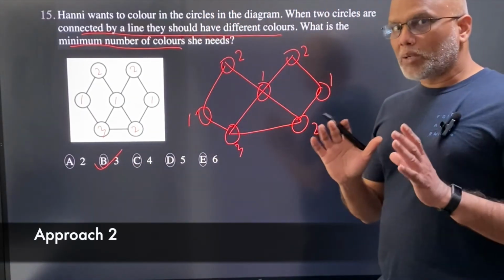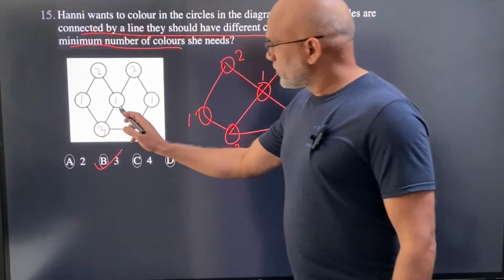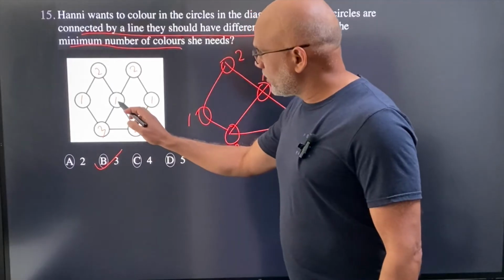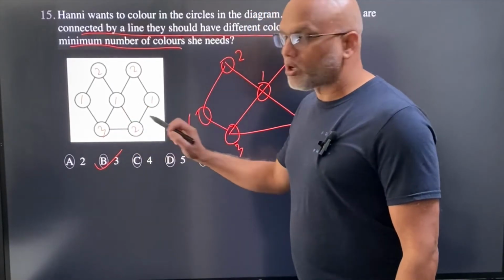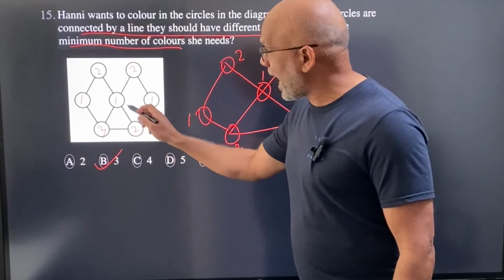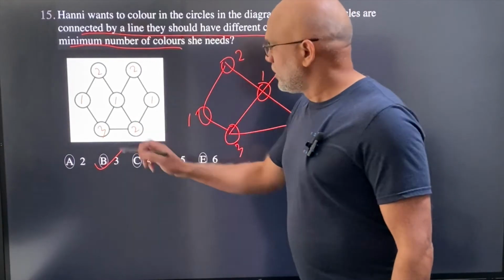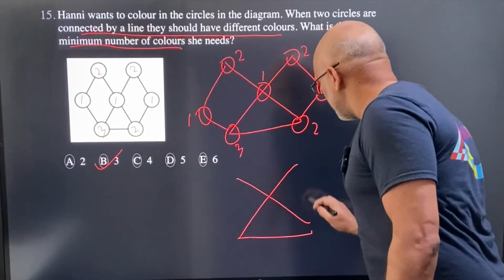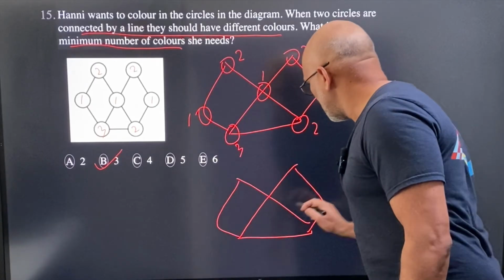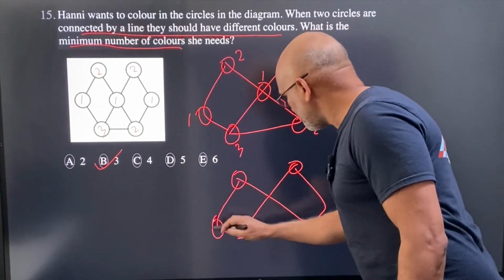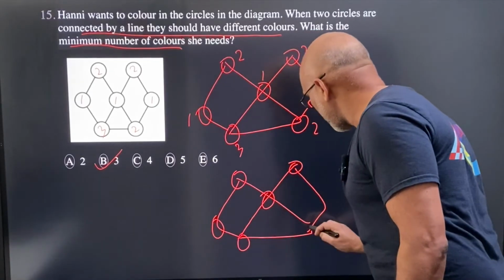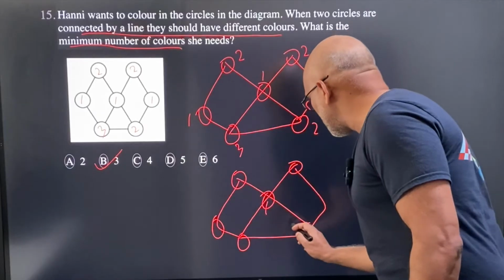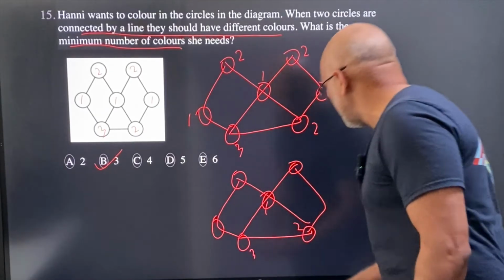There is one more thing if you notice. So this is a triangle, right? So in this triangle, each node is connected to the other 2 nodes. So these 3 colors have to be different, right? So let me just draw it one more time. So this is a triangle, so they have to be different colors. So 1, 2, and 3, let's say.